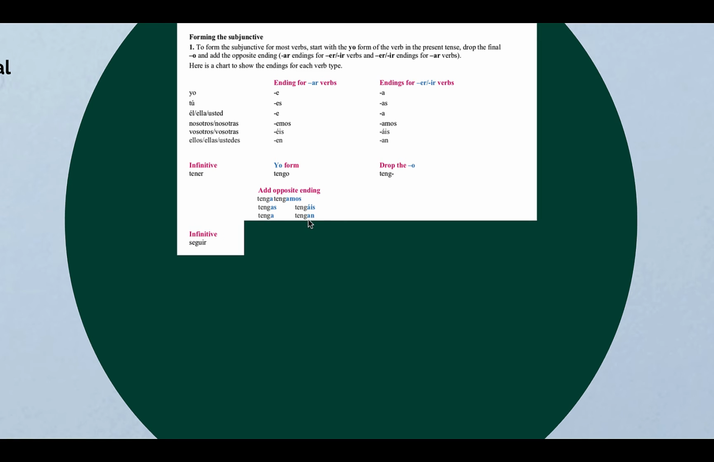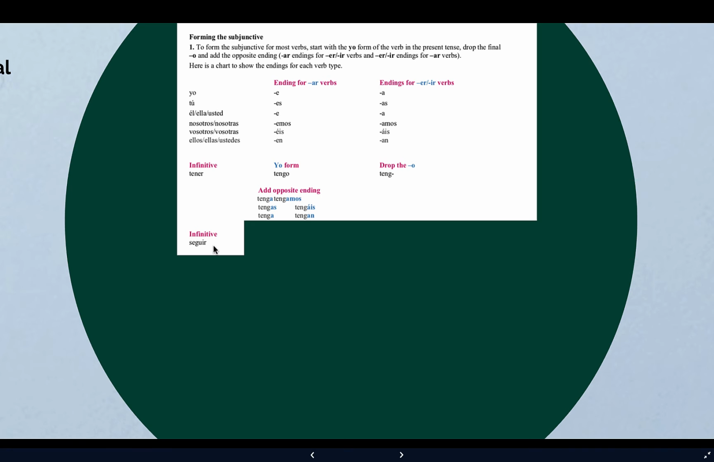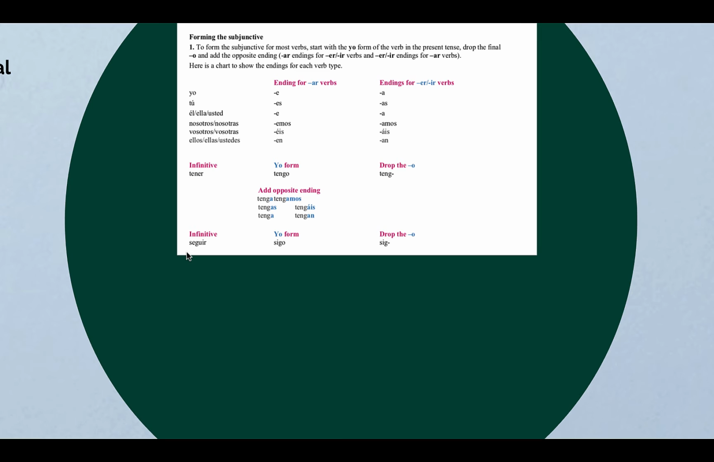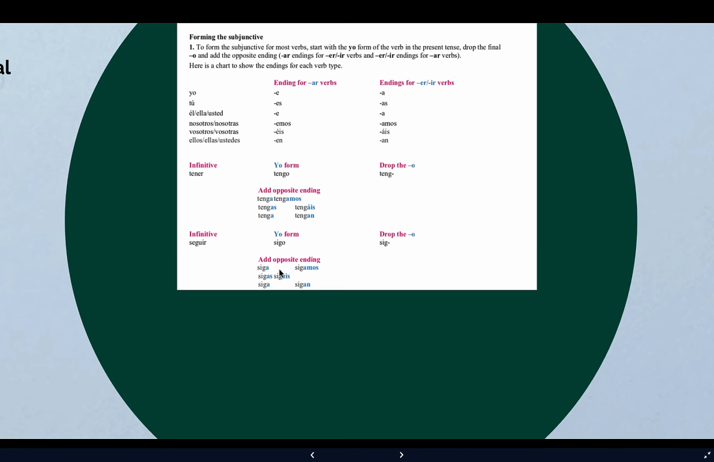Great. Next one. Seguir. Again, it's an IR verb, so we have the same stem change. We start with the yo form, yo sigo, drop the O, and here are the endings. Que yo siga, que tú sigas, que él, ella siga, que nosotros sigamos, vosotros sigáis, que ellos, ellas, ustedes sigan.